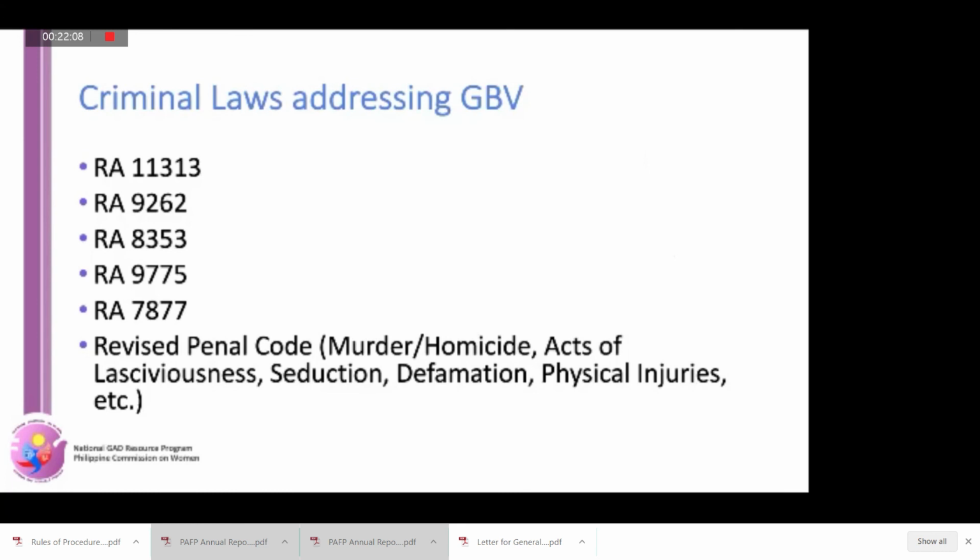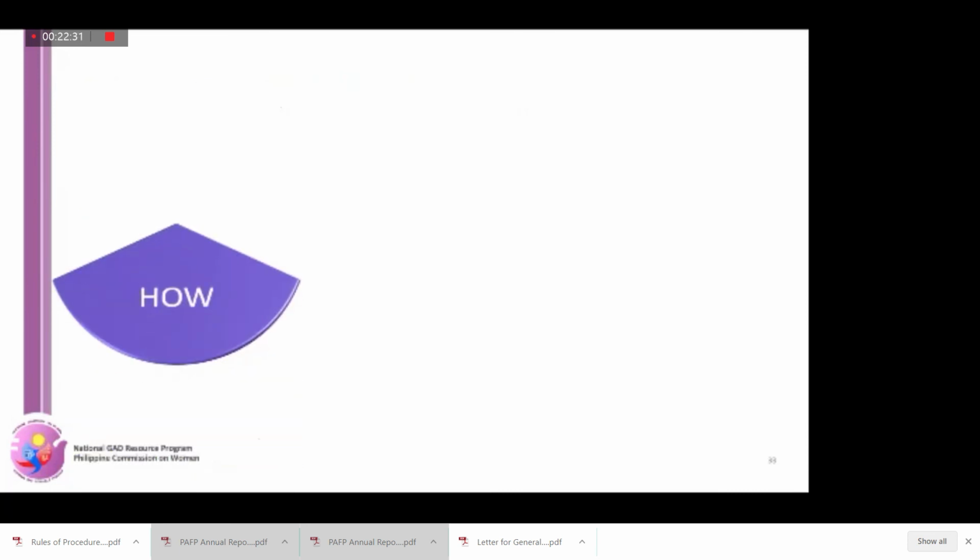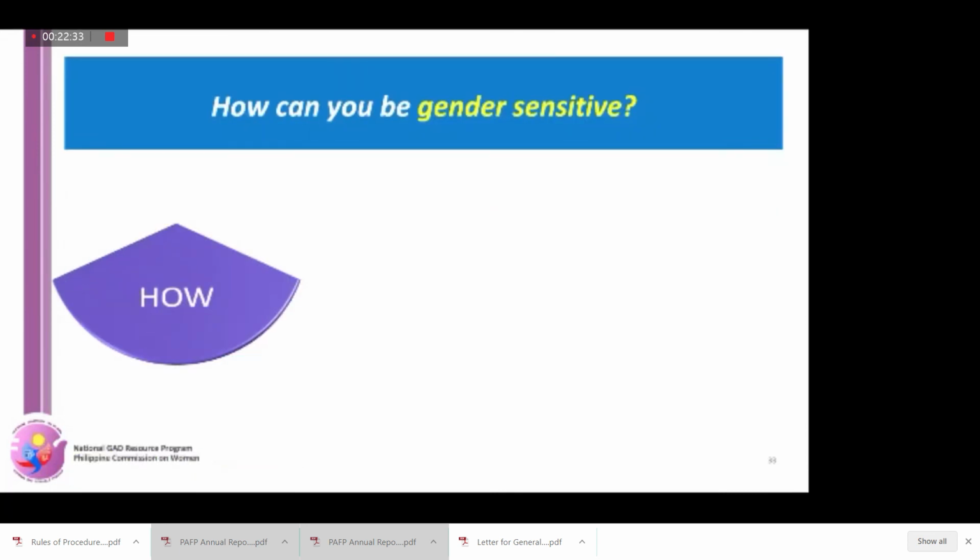So in other words, may it be in the international policy hemisphere or in the national policy hemisphere, as well as those with impending penalties of imprisonment, being criminal laws, gender is given attention and must be complied with. In other words, we must be gender sensitive. All right? Now we go to the how. So how can you be gender sensitive as a family physician?